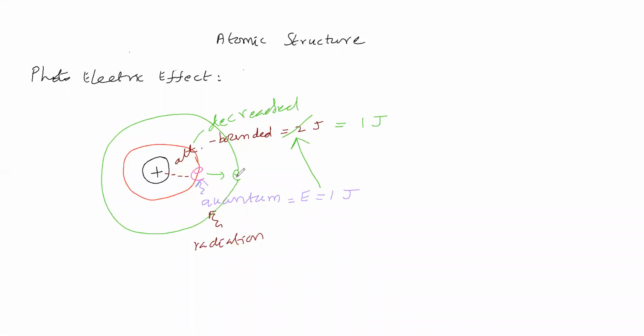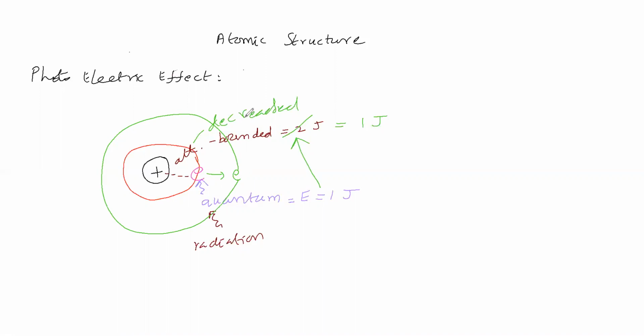Now, radiation. We are exposing this metal to radiation. This radiation contains quantum, meaning it has energy, for example, 1 joule. This quantum falls exactly over this electron, and the electron absorbs it. Due to this quantum, the attraction between nucleus and electron decreases. Therefore, this electron comes somewhat far away from the nucleus because the attraction is decreased.